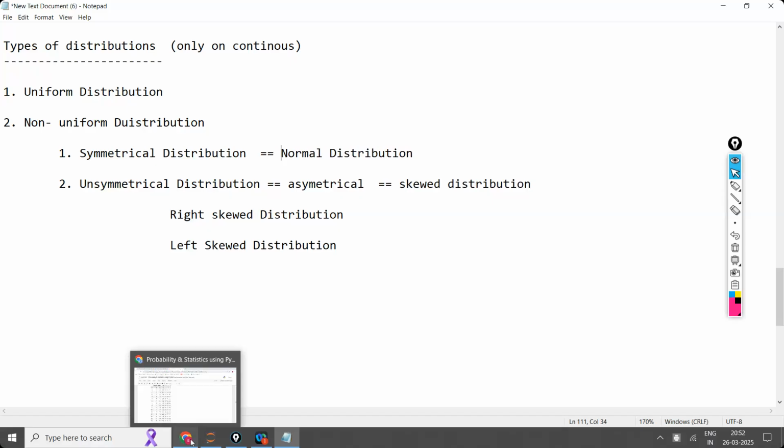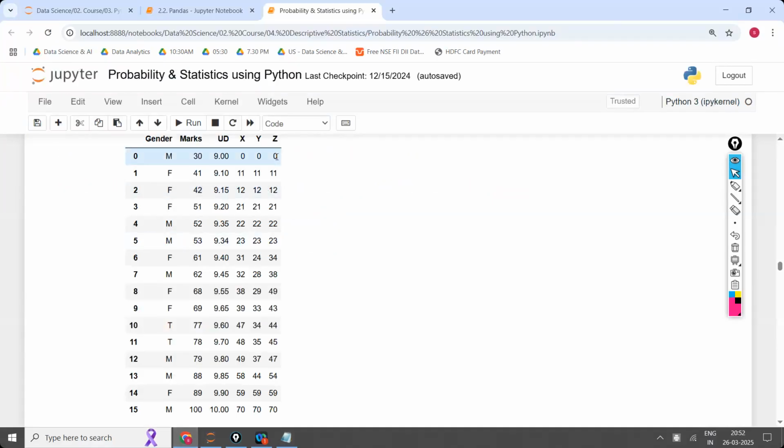In the given data set, you have 0. From 0 to 10, how many values are there? Between 0 and 10, only one value is there, right? 0 is there. So draw one value.